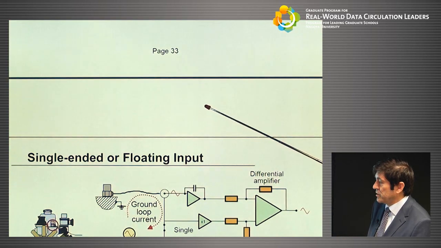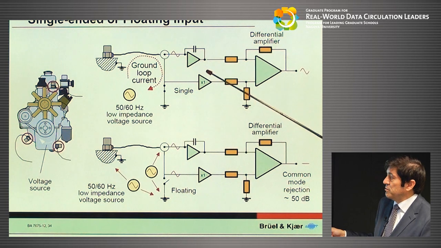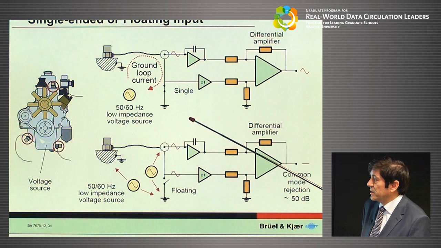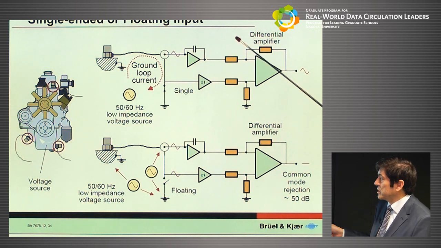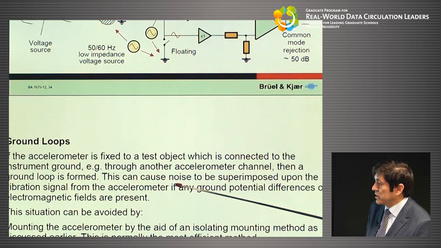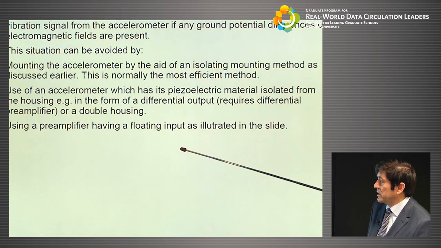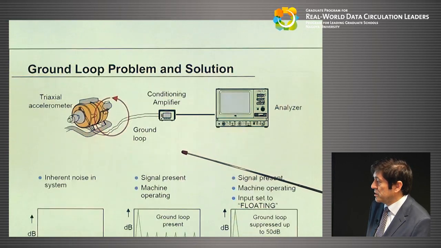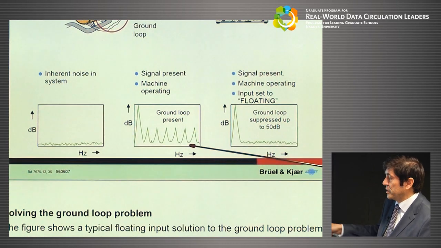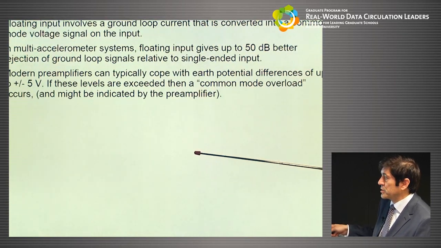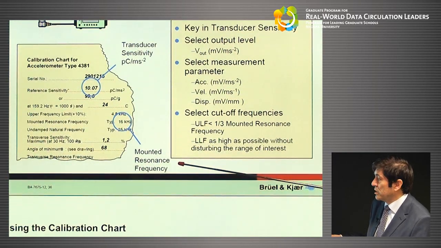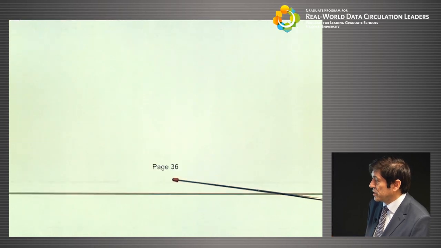When we use sensors, we also consider the ground loop. The whole system should be attached to the same ground loop. Otherwise, we will get errors in measurements. So you can see how ground loop noise affects all measurements. All devices, including sensors, should be connected to the same ground loop. It's written there.